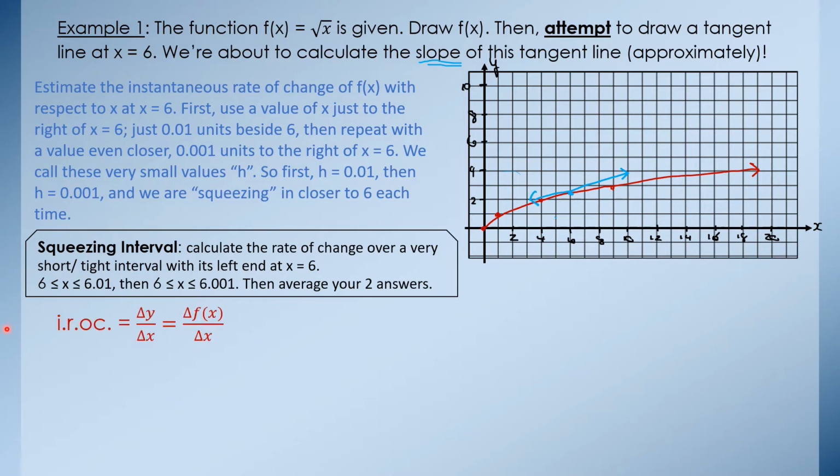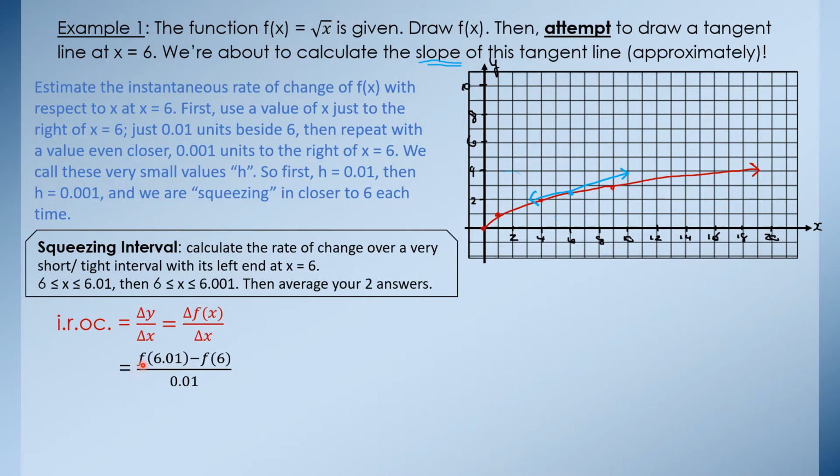So here is our basic formula, the instantaneous rate of change. It's the same form as yesterday: change in y over change in x. So y is another way of writing f at x. So we sub in here.